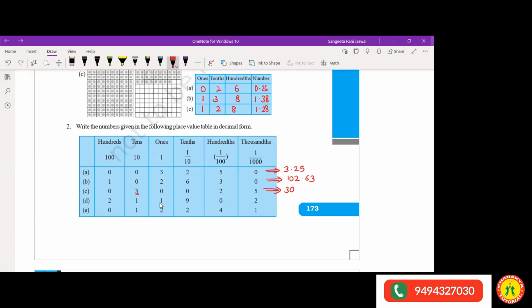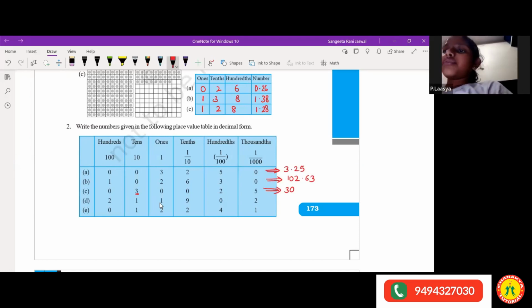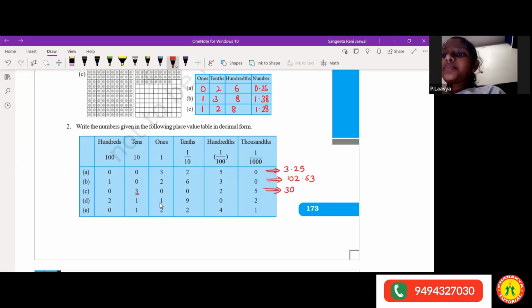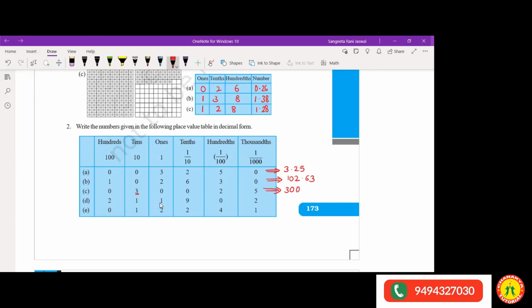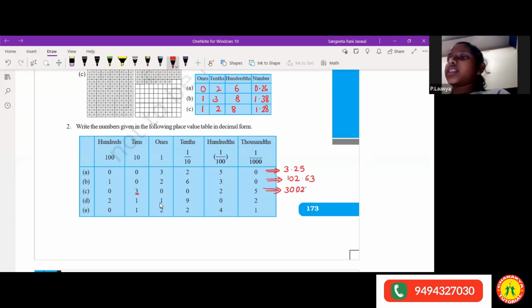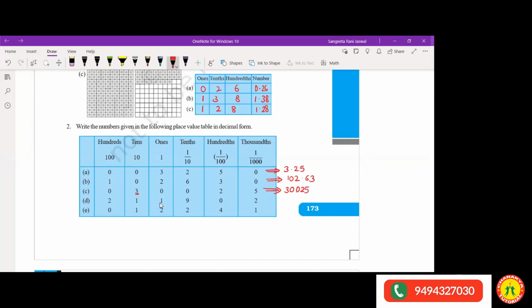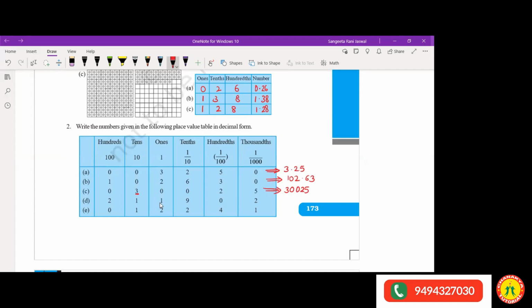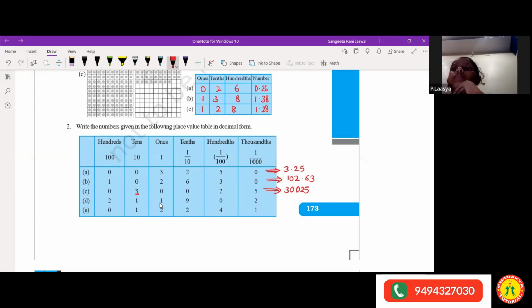Yes, then? Tens. We have to add tens place also. We have to keep the 0. Tell me the correct number, no? 300.25. Yes, ma'am. Where is the decimal point? Between 0 and 2, ma'am. You mean here, between 0 and 2?